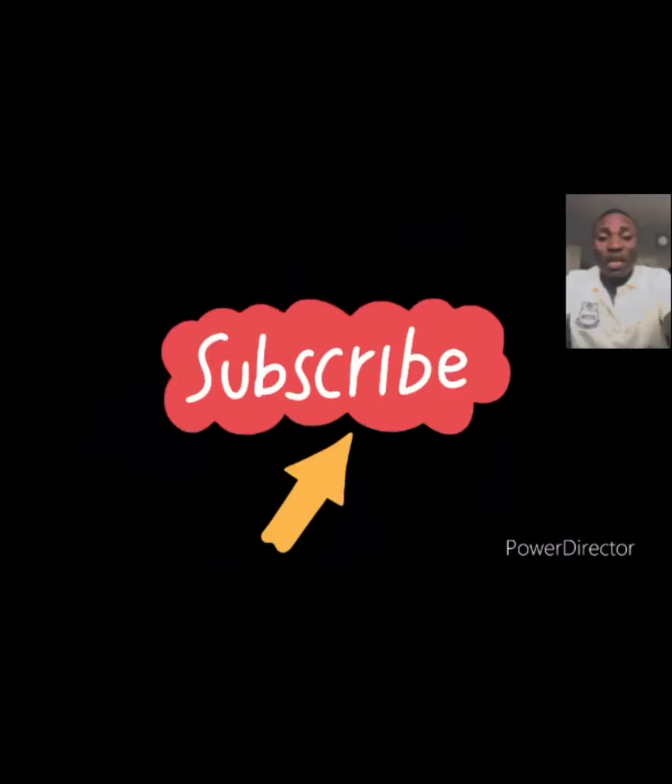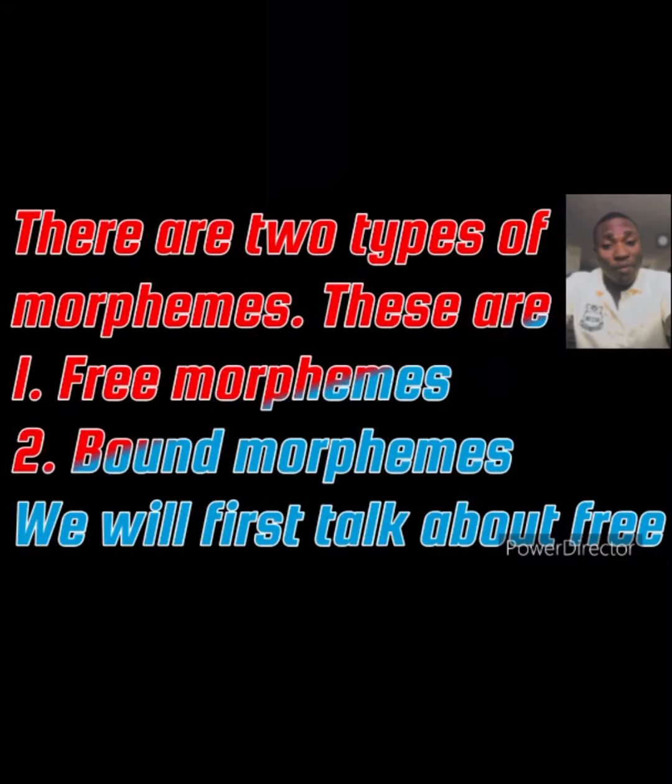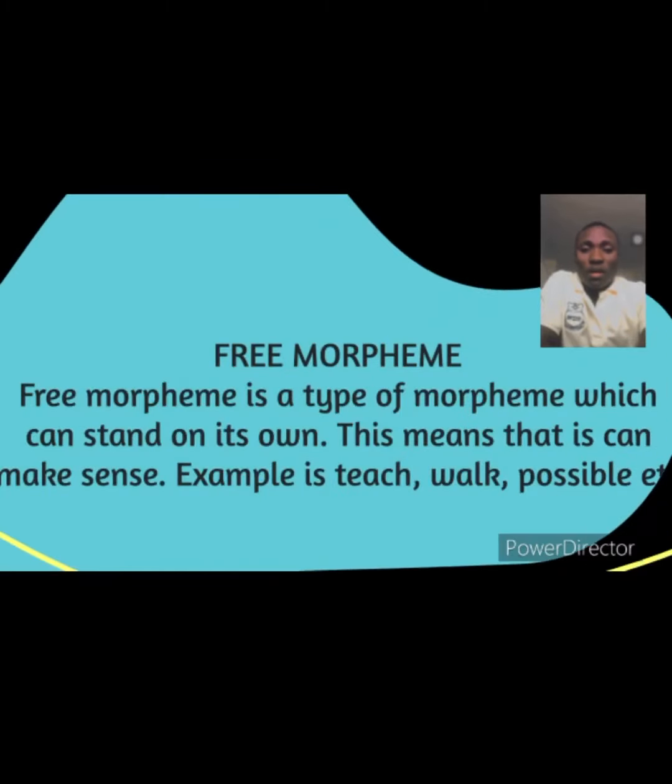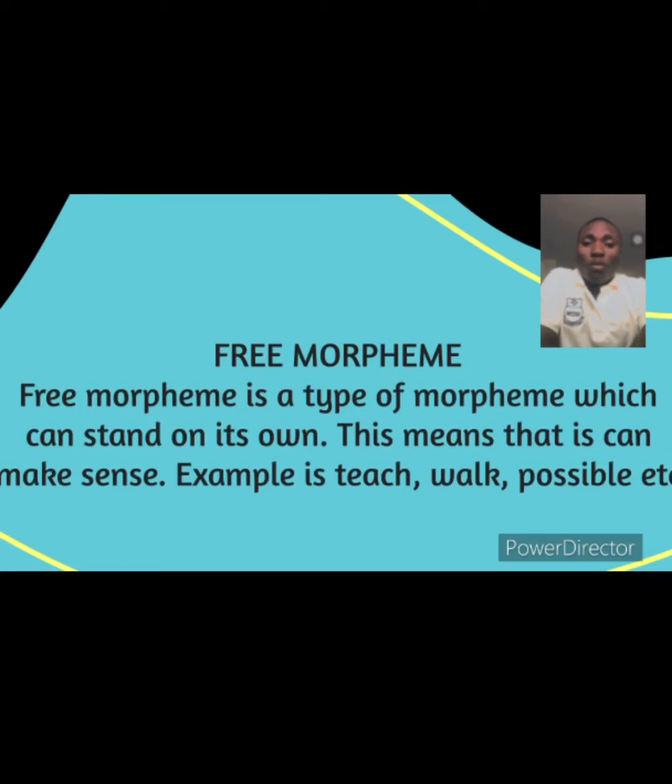Okay, so when we move on, there are two types of morphemes. These are free morphemes and bound morphemes. We will start with the free morphemes. A free morpheme simply means a type of morpheme which can stand on its own. This means that it's a type of morpheme that makes sense. Examples: teach, walk, possible, etc.